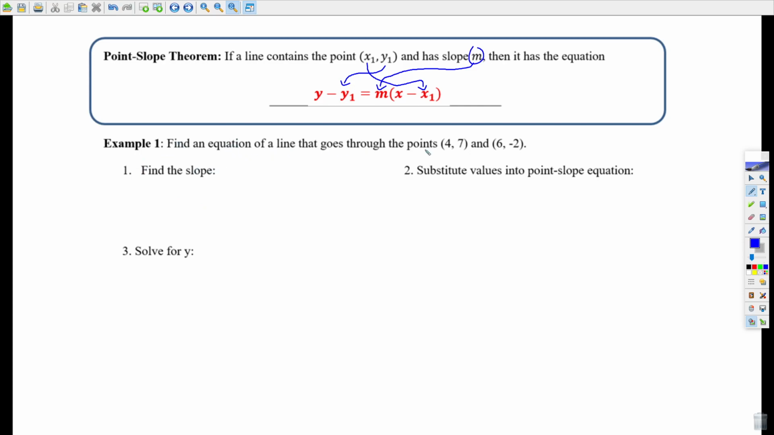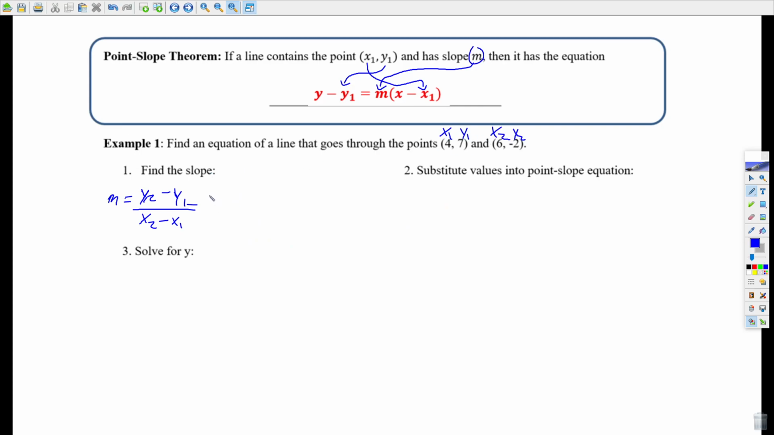All right, first example. Find an equation of a line that goes through the points 4, 7, and 6, negative 2. So I'm going to label them like we normally do to find the slope. If you remember the formula for slope, it is m equals y2 minus y1 all over x2 minus x1. So we have to label them up here. So we have x1, y1, x2, y2, and then plug them in.